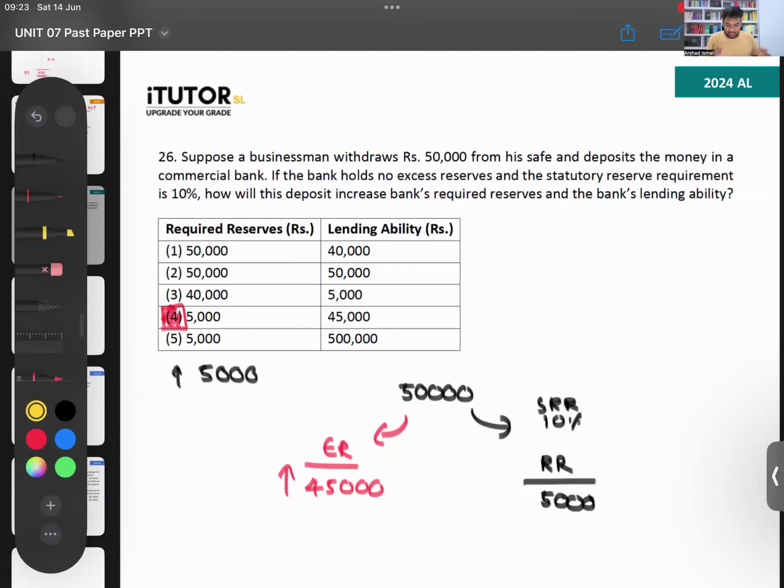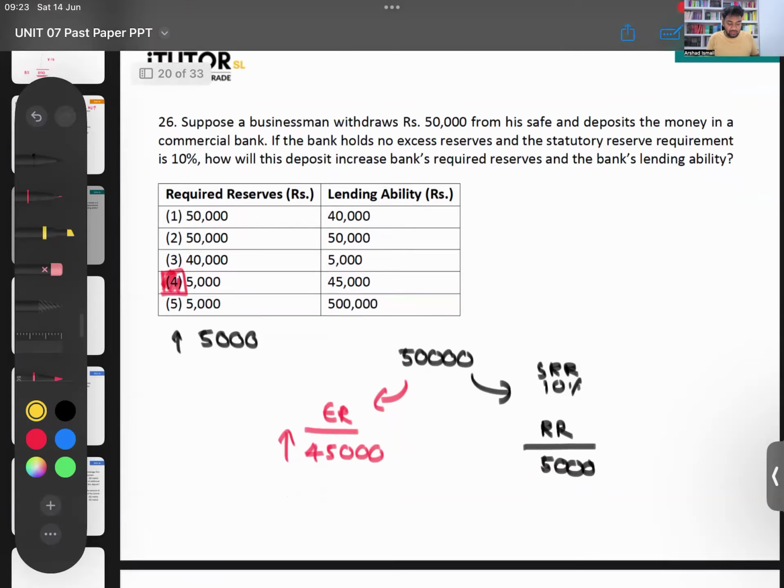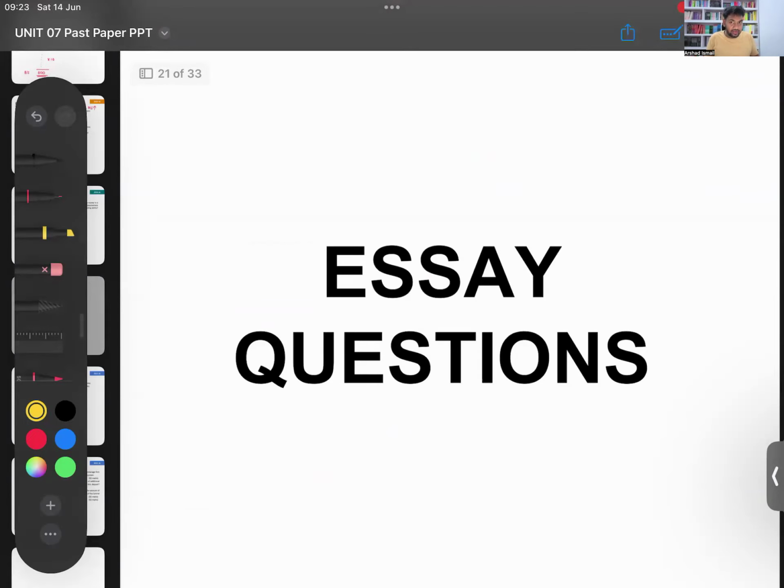Okay, right. So with that, we'll call that off on the MCQ. We can take a small break and then we'll come to the essay questions.